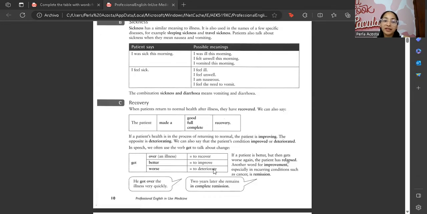Recovery. When patients return to normal health after illness, they have recovered. We can also say the patient made a full recovery. The patient made a good recovery or the patient made a complete recovery.